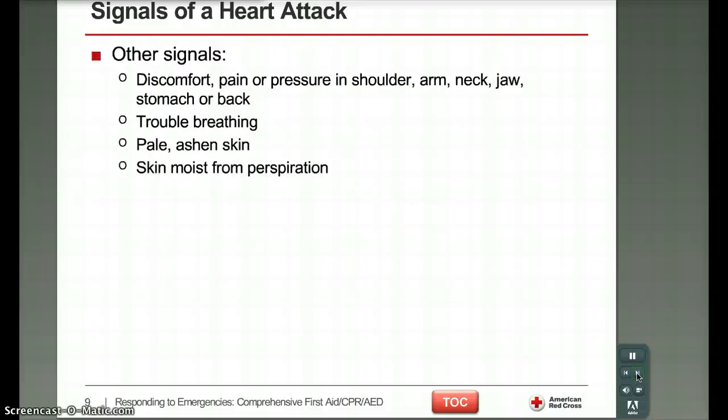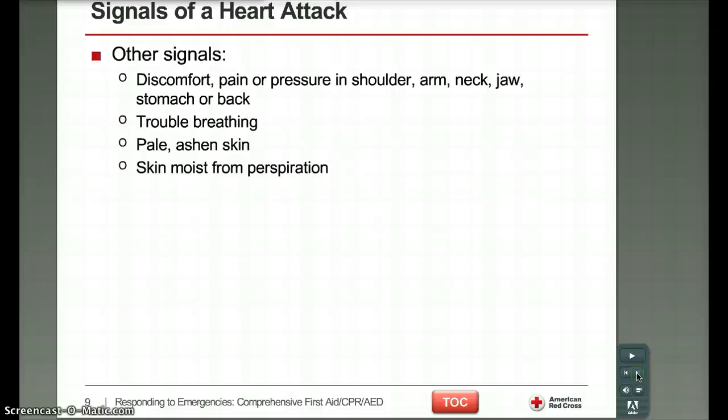Some other signals that someone might have, there'll be discomfort, pain or pressure in the shoulder, the arm, the neck, or the jaw, stomach, or the back. A lot of times that pain will radiate from the jaw into the shoulder, into the arm. It's in the center of the chest. The person may have a very difficult time breathing.